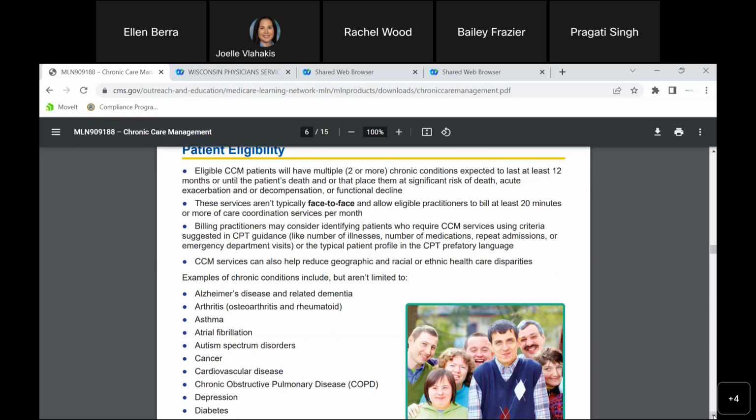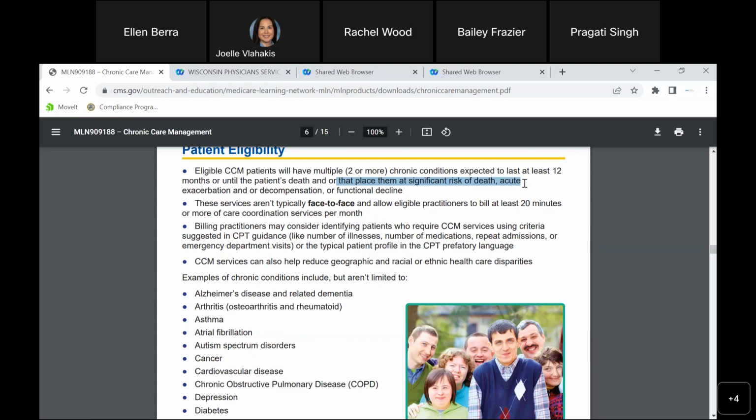As you can see here, right up at the top, patients must have multiple, 2 or more, chronic conditions. They're expected to last at least 12 months or until the patient's death. In addition, that chronic condition is going to place them at significant risk of death, acute exacerbation, decompensation, or functional decline. I want to address that sentence here just a minute.